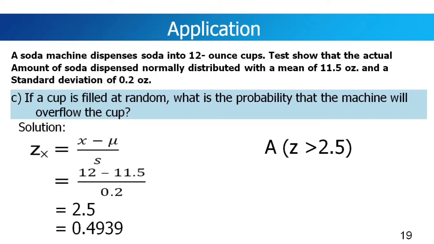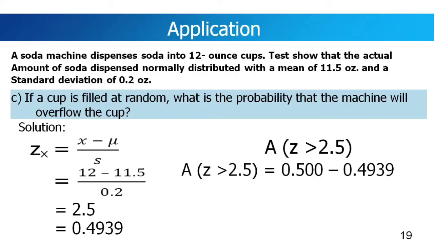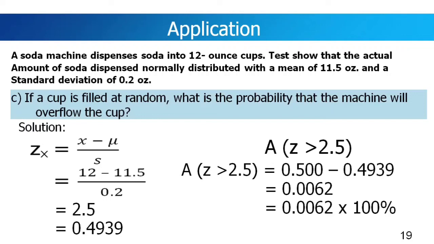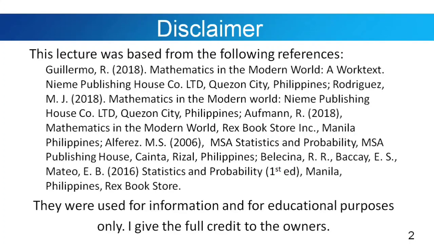And that is equal to the area of Z greater than or equal to 2.5, which is equal to 0.500 minus 0.4939. And the answer is equal to 0.0062. But then we're going to multiply by 100%, and that is equal to 0.62% probability.